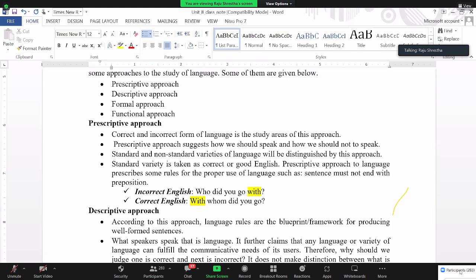There is no concern or question or issue about standard English, non-standard English, low level of English, high level of English. त्यस्तो भन्दा पनि whatever the speakers speak, that is language. जे बोल्छ त्यो ल्याङ्ग्वेज हो. So any variety of language, any dialect can express its users' communicative needs. उसको communicative needs चाहिँ fulfill हुन्छ भने that is language, then that's fine. So it is not necessary to distinguish standard language, non-standard variety of language like this.